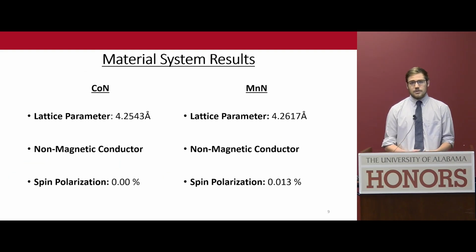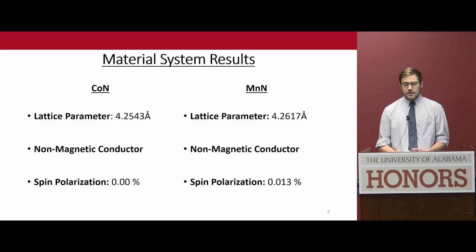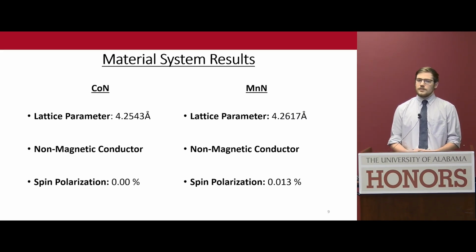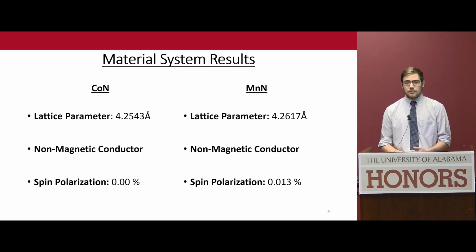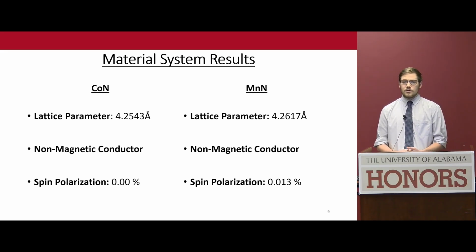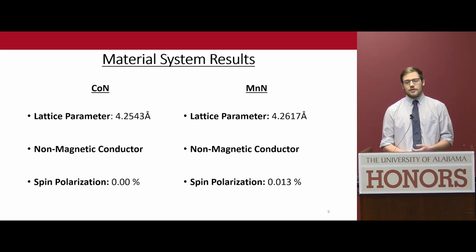So in terms of the initial results of characterizing these materials, we found that cobalt nitride and manganese nitride had lattice parameters of about 4.25 and 4.26 angstroms respectively. They were both found to be non-magnetic conductors with insignificant spin polarizations, which means although they are good at conducting, they don't have a preference for conducting spin-up versus spin-down electrons.